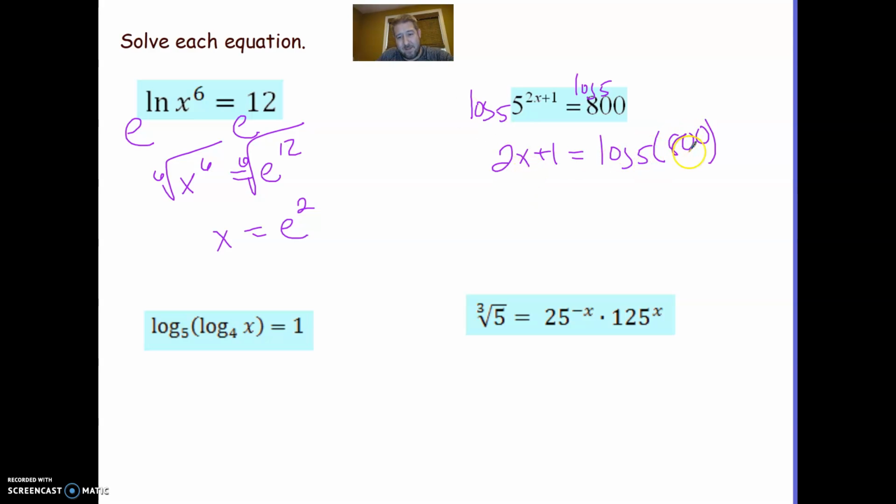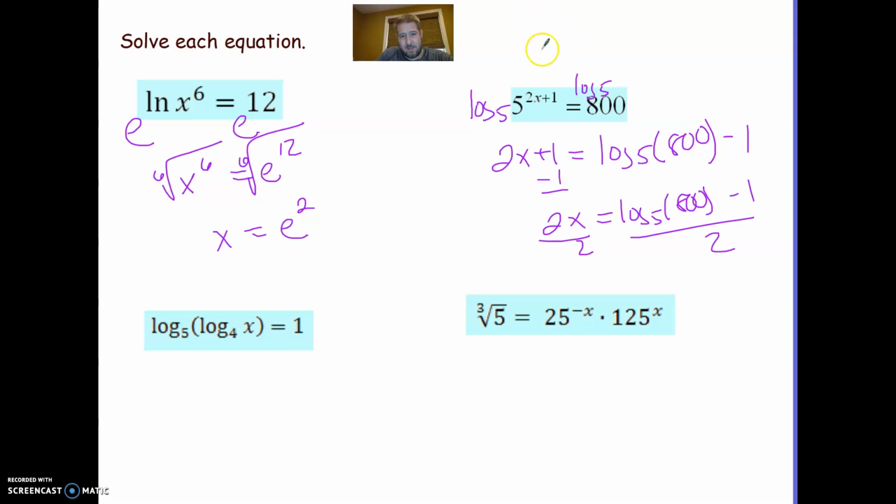What power of 5 is 800? As far as I know, that's irrational, so I'm going to leave it just the way it is. Subtract 1 from both sides, and that gives me 2x equals log base 5 of 800 minus 1. And then divide both sides by 2.